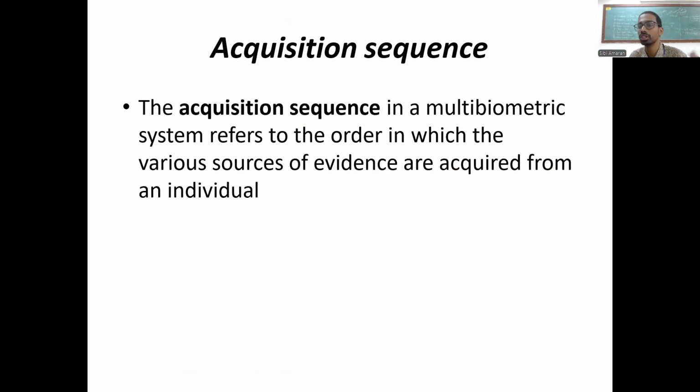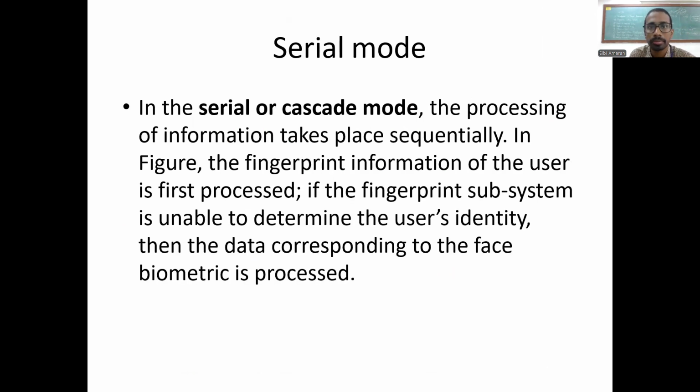And what is acquisition? We know what an acquisition is. In a multi-biometric system, it refers to the order in which the various sources of evidence are acquired from an individual. That means the multiple inputs that are collected from the single user. That is known as the acquisition. Next, we'll be discussing the serial mode of operation and the parallel mode of operation.